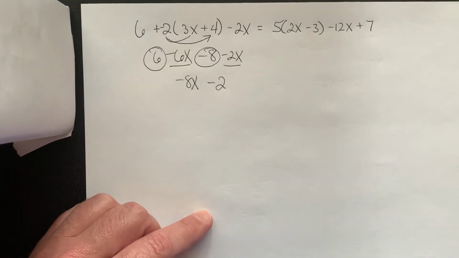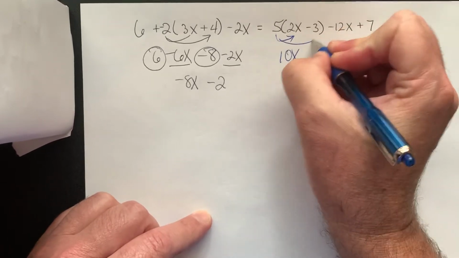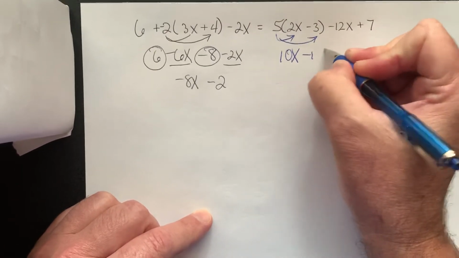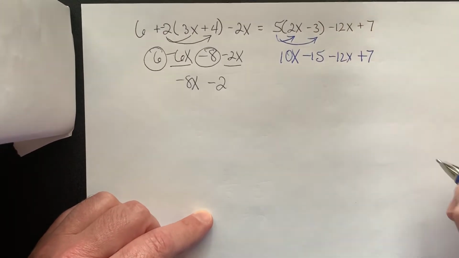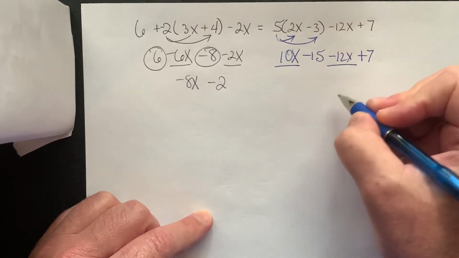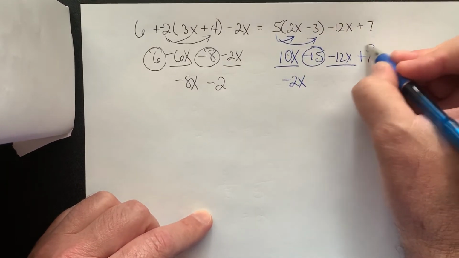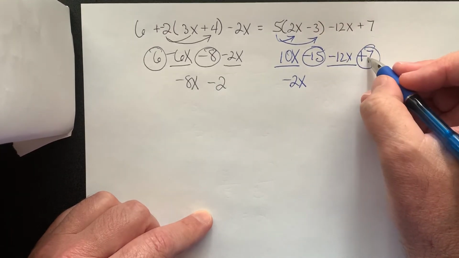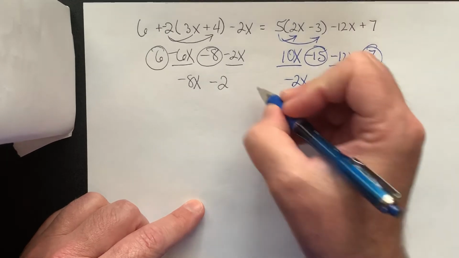All right, on the right side, I'm going to take this 5, and I'm going to distribute it here. It's going to give me 10x. Distribute the 5 to negative 3, negative 15. Bring down the negative 12x, bring down the 7. Whew, now combine these like terms, 10x and negative 12x, negative 2x. Positive 7 and negative 15, negative 8.